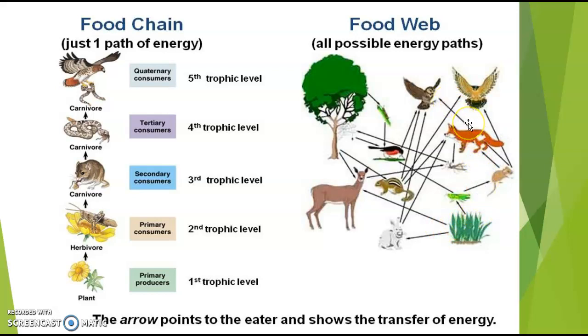So again, covered food chains, food webs, the different levels of trophic levels, and that very important 10% rule.